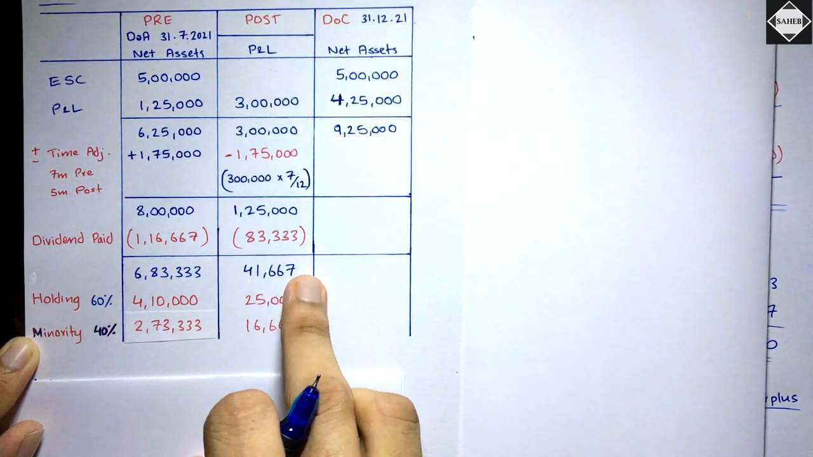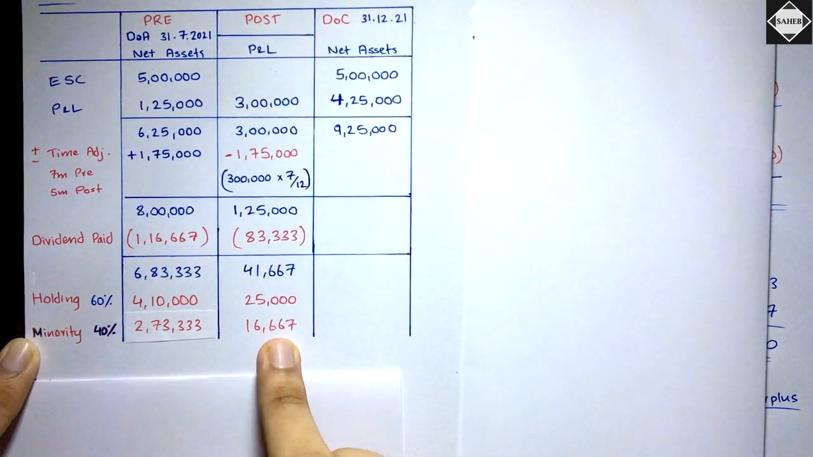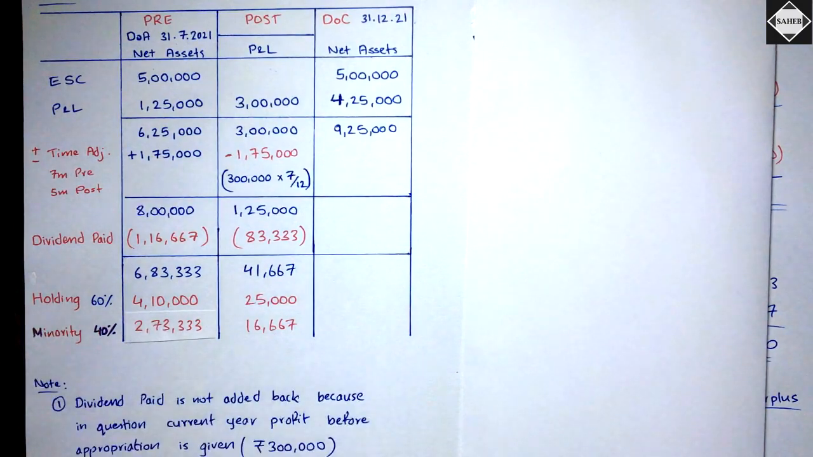And here also 41,667, 60% 25,000, 40% 16,667. This is how you have to do the calculation regarding the dividend paid by the subsidiary company. Clear? Yes, simple. See the note over here, what I have written over here.